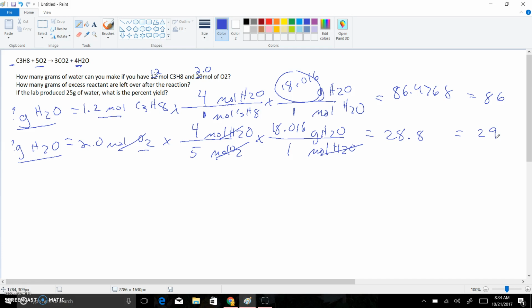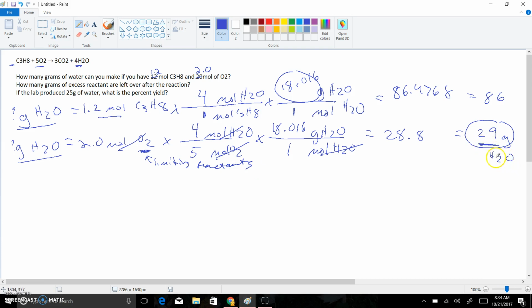The basic part of these equations: run 2 equations and pick the lower number. Because after I make those 29 grams of water, I run out of oxygen. Oxygen is my limiting reactant. It controls how much I make. So I can only make 29 grams of water.